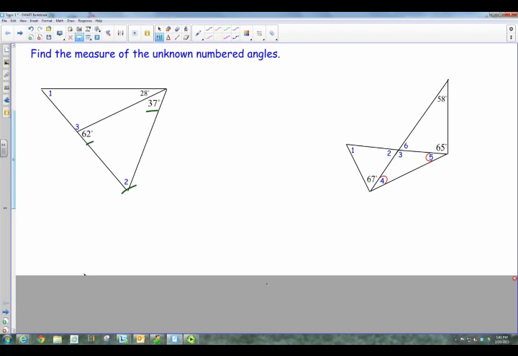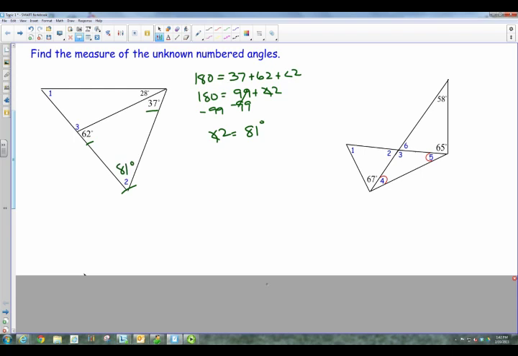Well, if all three of them have to add up to 180, that means that I can take 180, and it has to equal 37 plus 62 plus angle 2. And you can call it a variable if you'd like. Either way works. And then you solve this. So you've got 180 equals 99 plus angle 2. Subtract 99. Okay, so those cancel out. And then you take your 180, subtract 99, and that's going to tell you that angle 2 equals 81 degrees. Alright, so we know that one now is 81 degrees.